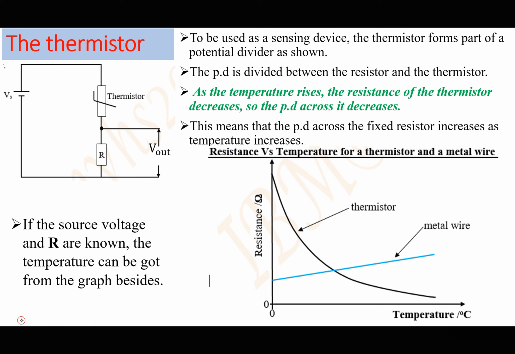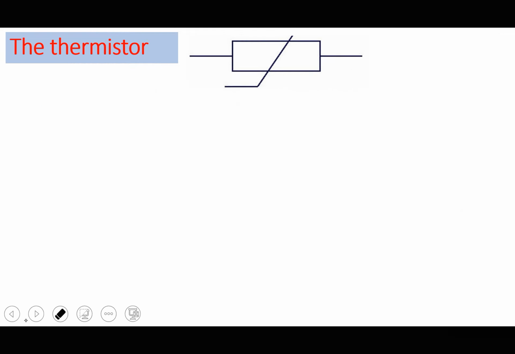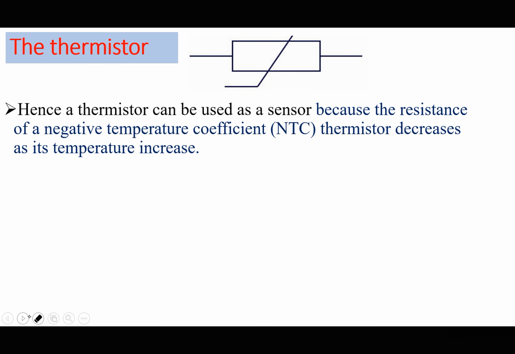Okay, so we are still exploring the thermistor. Hence, a thermistor can be used as a sensor because the resistance of a negative temperature coefficient thermistor decreases as its temperature increases. It can be used as a sensor because the physical property, which is resistance, decreases as the temperature increases.